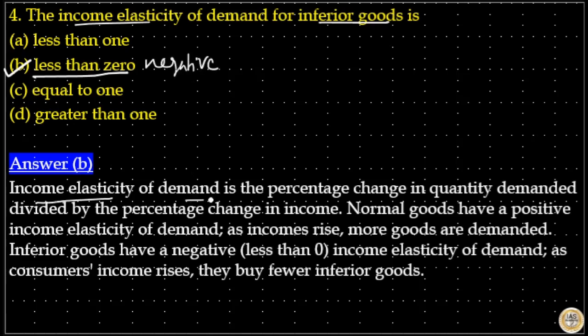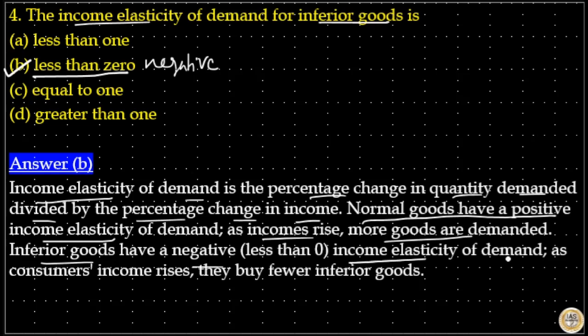Income elasticity of demand is the percentage change in quantity demanded divided by the percentage change in income. Normal goods have positive income elasticity of demand. As income rises, more goods are demanded. Inferior goods have negative income elasticity of demand. As consumers' income rises, they buy fewer inferior goods. So, option B is your answer.